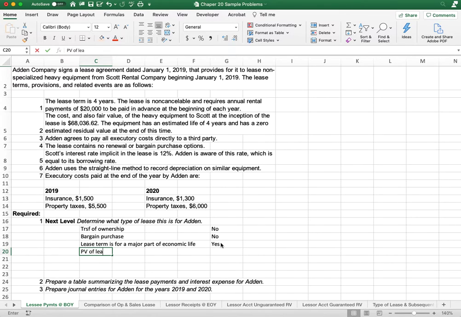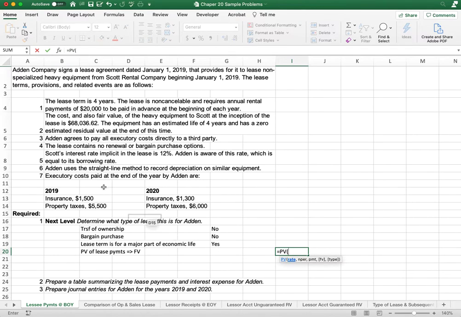Present value of lease payments and the guaranteed residual value equals or exceeds substantially all of the fair value. I'm just going to abbreviate that a lot. And so we need to determine what the present value of the lease payments is, and in this case there is no guaranteed residual value, so we just have the present value of the lease payments, and so we'll use the Excel function over here and say equals PV, open parentheses, rate they gave to us as 12%.